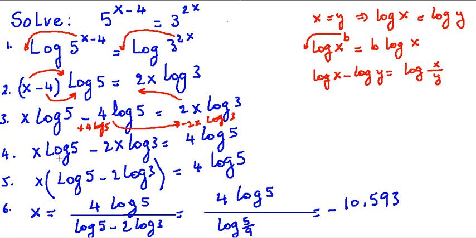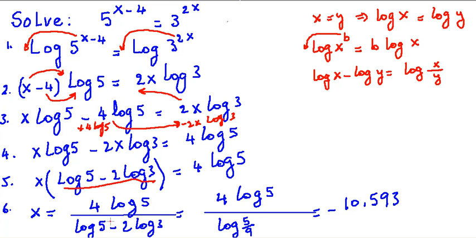Now, I need to solve for x, so I take x as a GCF. X is the GCF among these two terms. So take x as a common factor. What is left from the first term if you remove x? Log 5. What is left from the second term if you remove x? Minus 2 log 3. And of course equals 4 log 5. The last part, I need to divide both sides. So I need to divide both sides by log 5 minus 2 log 3 in order to isolate x. So x would be 4 log 5 over log 5 minus 2 log 3.